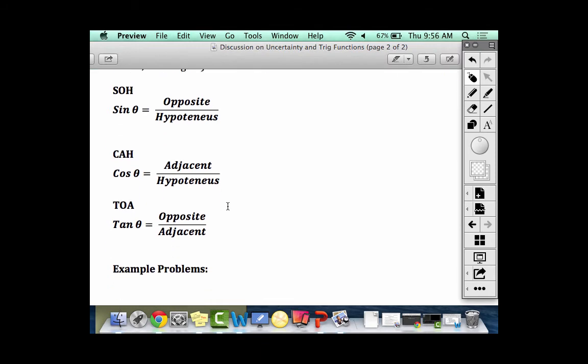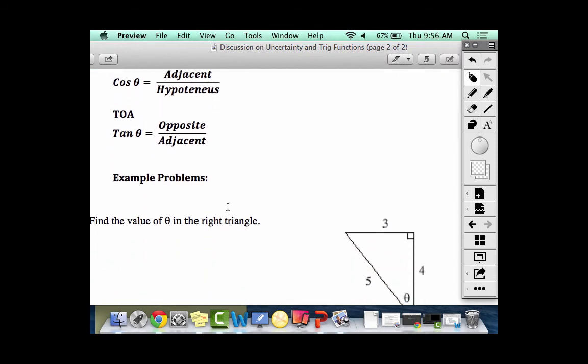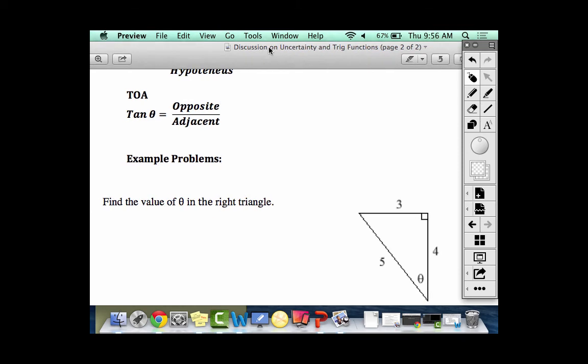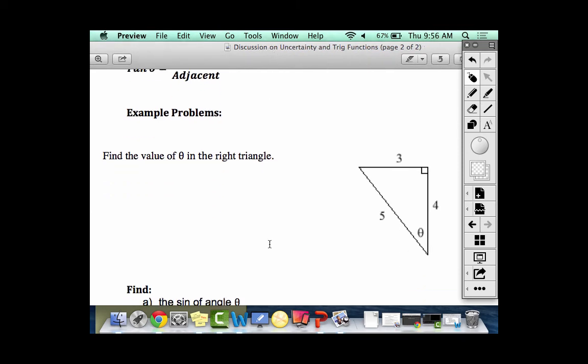But if you don't think you're going to forget it, well then, don't waste space on your note card with those types of things. Something that I'll give you on the test is I'll give you a triangle, and I'll say, can you find the value of theta in this right triangle? All right. So notice this triangle has all three sides labeled.